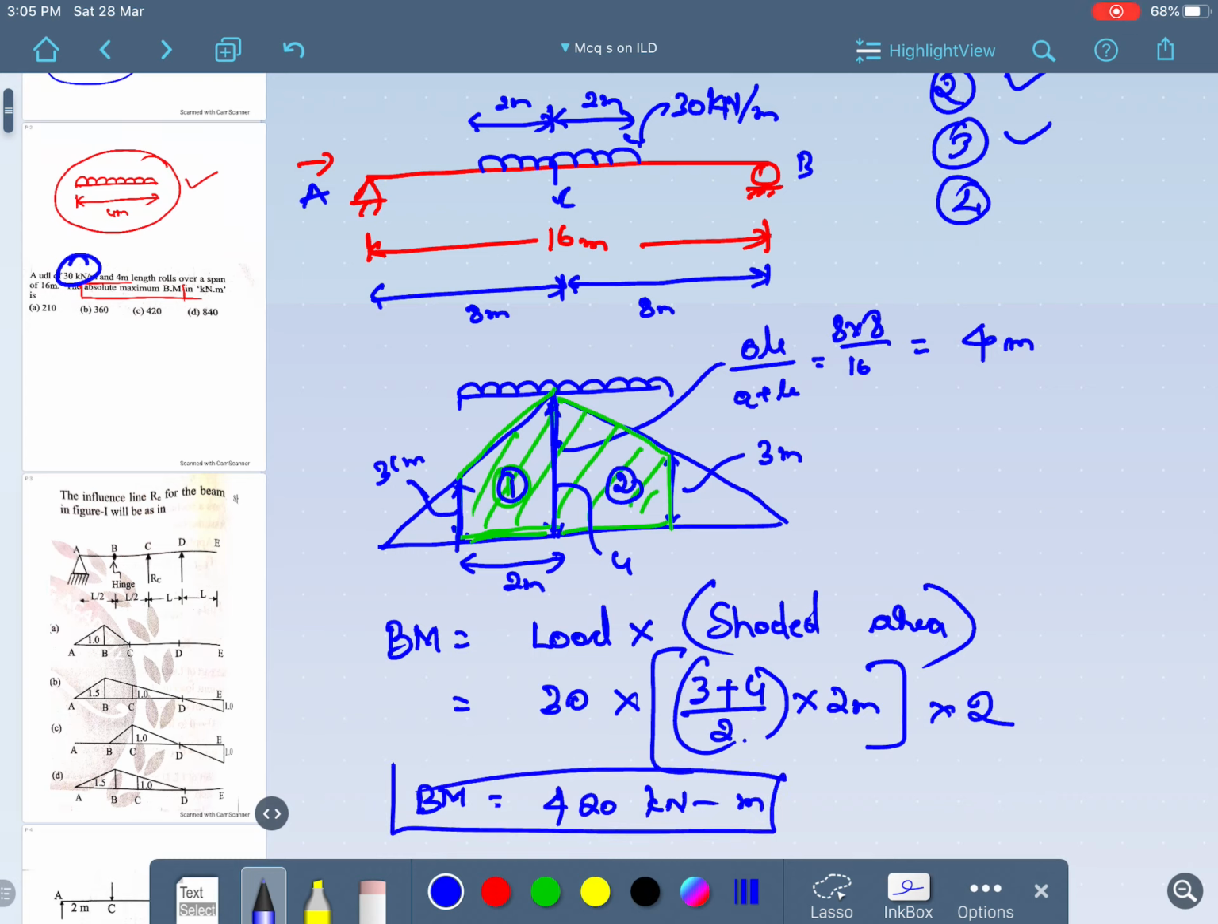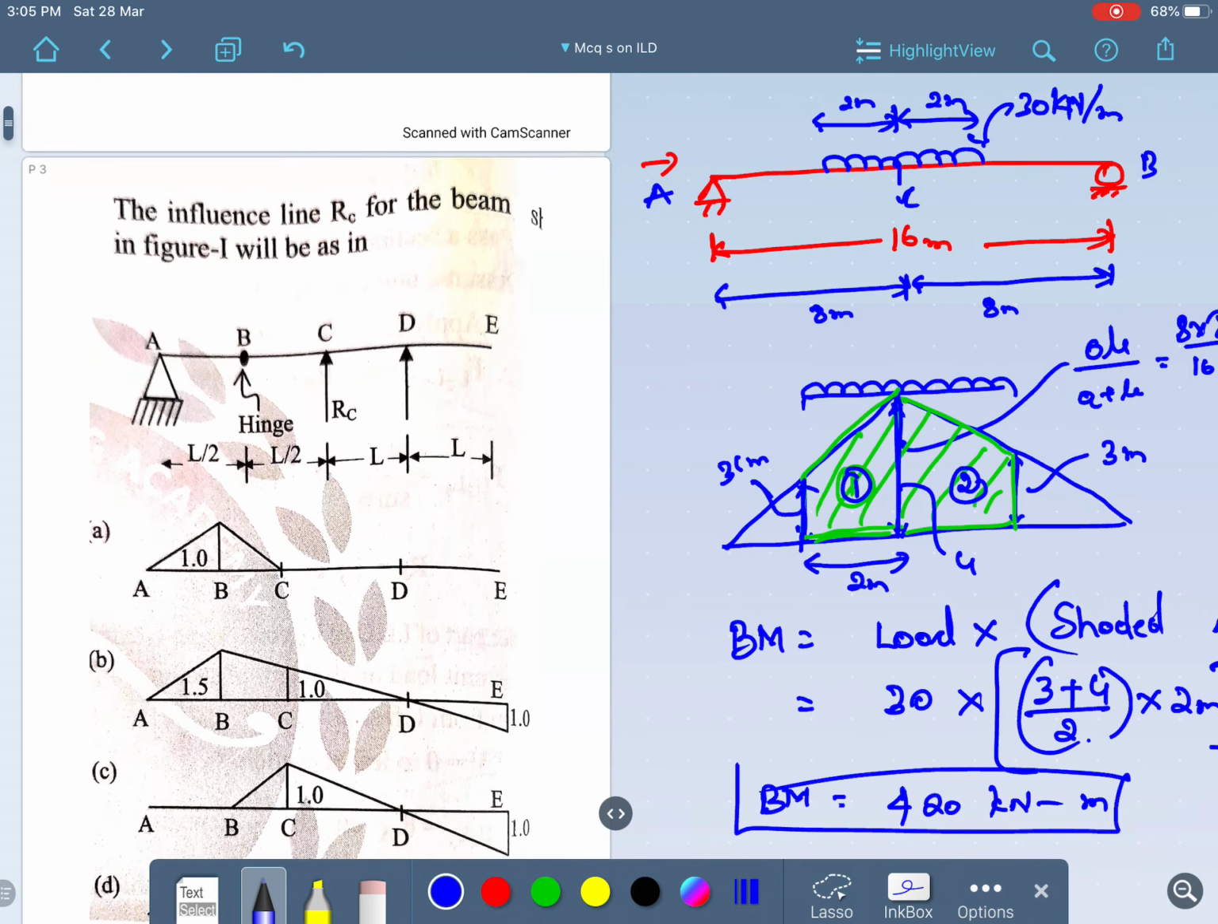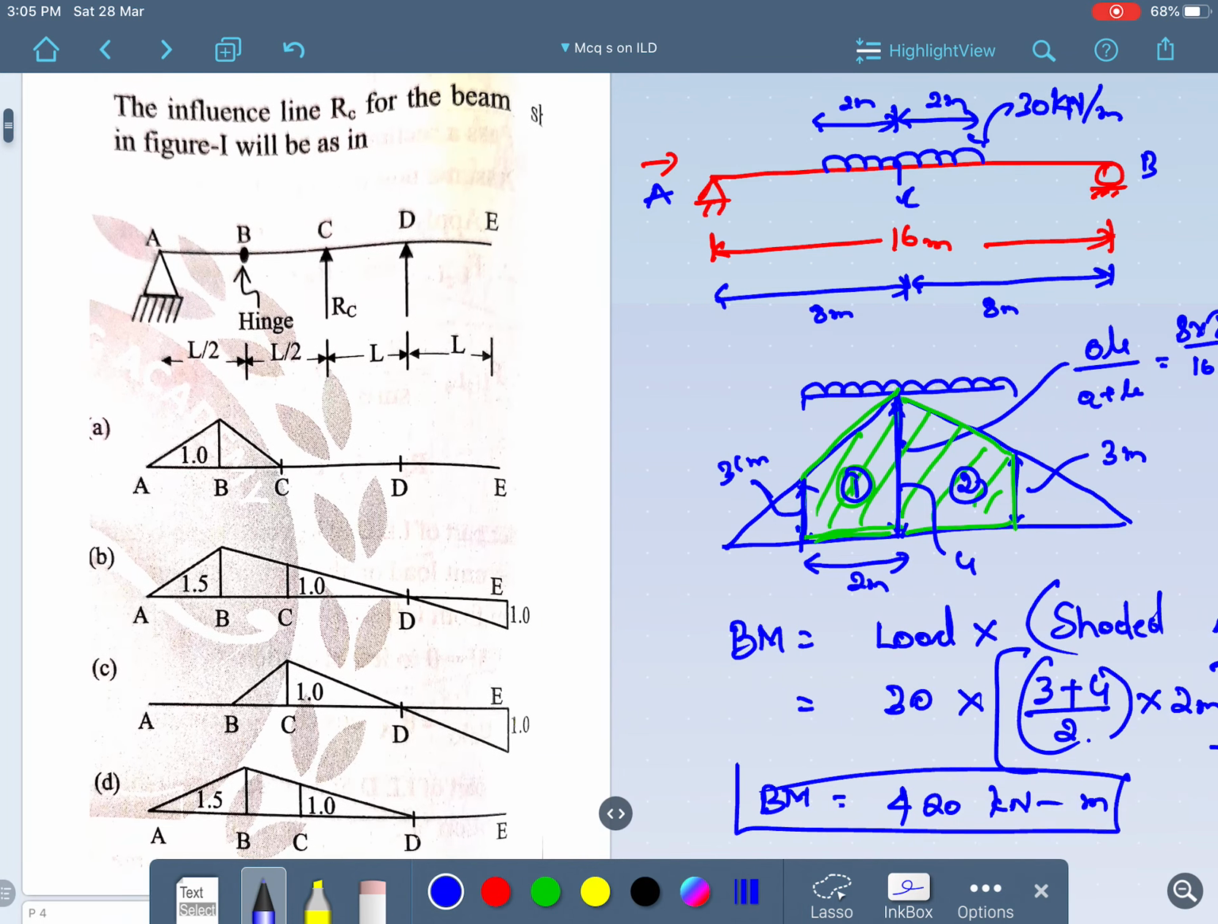This is how we are going to calculate the influence line diagram with respect to bending moment. So the answer for this, here they have given, is 420. Fine. Let me move on to the next question.